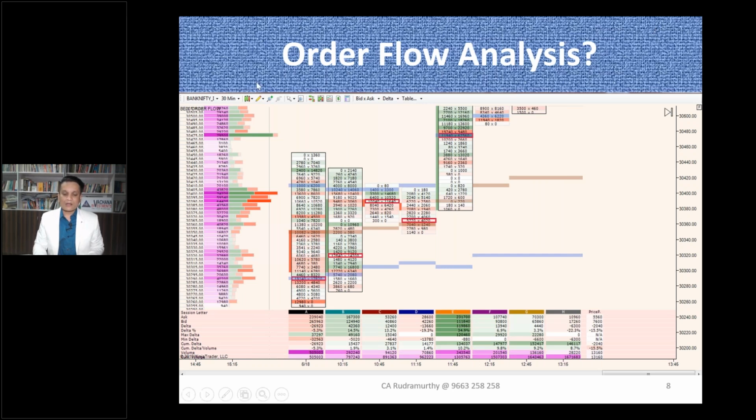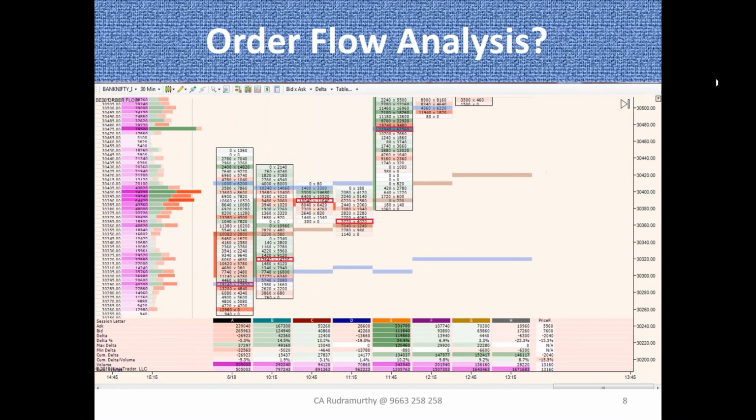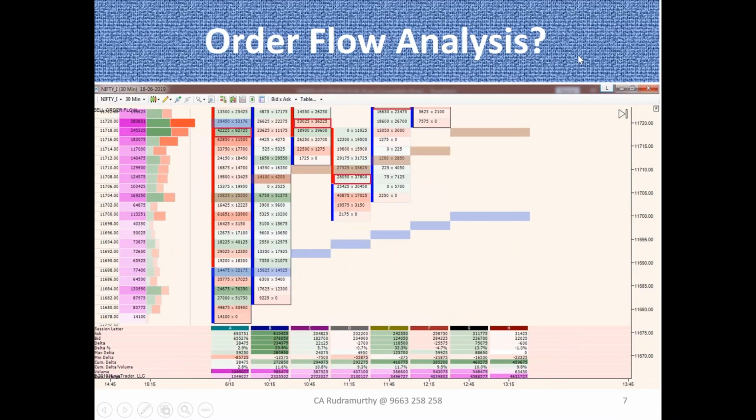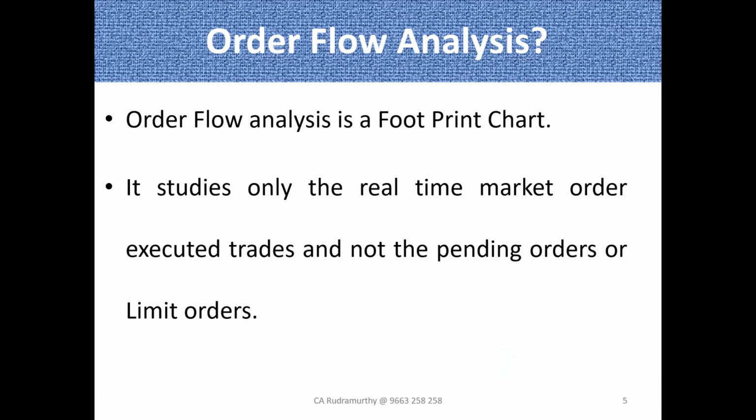Now friends, when it comes to order flow analysis, as I told you, it is also called a footprint chart. I want each one of you to understand clearly and carefully how order flow is different from other tools and other indicators. Order flow analysis considers only market orders and only executed orders. I repeat, order flow will never consider pending orders or limit orders. It considers only market orders.